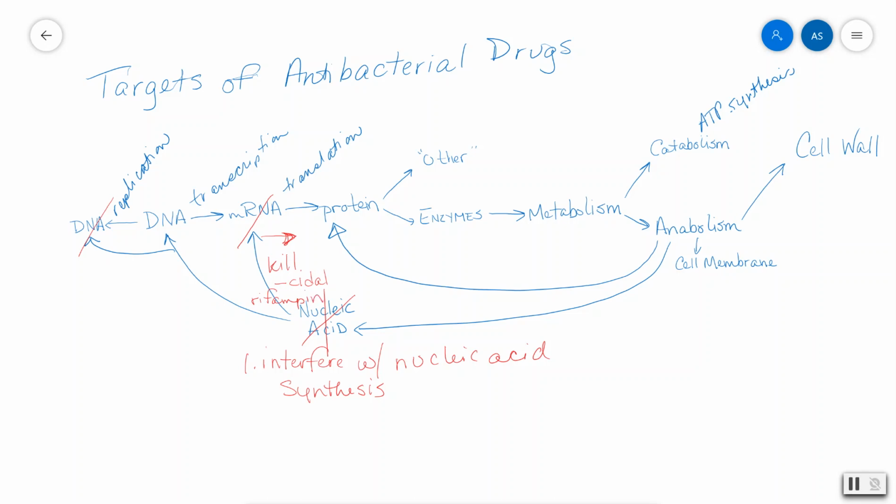Now, drugs that interfere with DNA synthesis often are not cidal. They are what we call static, bacteriostatic, because they stop bacterial reproduction. So they don't necessarily kill the cell, but they do interfere with bacterial reproduction, because if the cell can't make new DNA, it can't undergo binary fission. And so an example of a drug like that would be a fluoroquinolone.